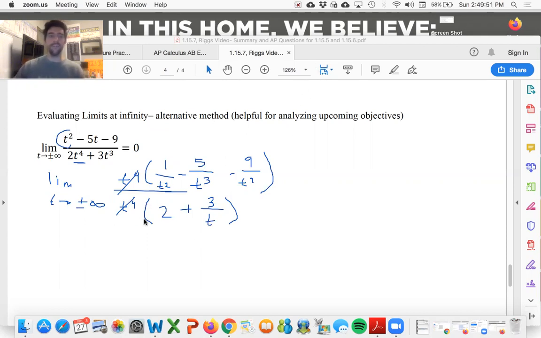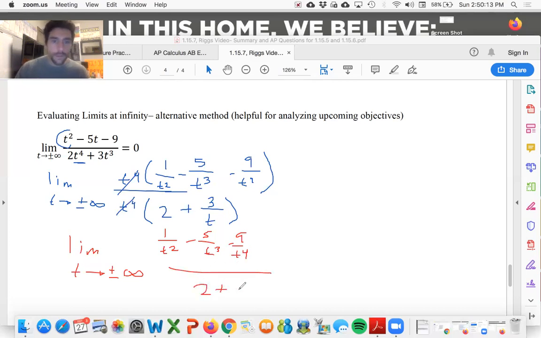So what I'm really now doing is analyzing the limits as t approaches, and you don't approach the same positive and negative infinity, I'm just doing it for shorthand, of this function 1 over t squared minus 5 over t to the third minus 9 over t to the fourth, and then all divided by 2 plus 3 over t. I'll make sure I didn't make a mistake. Yeah, I got it. So from here, it makes it a little clearer of why this limit goes to 0.